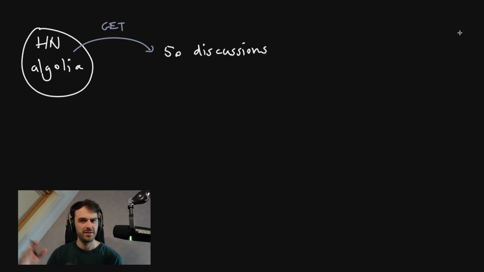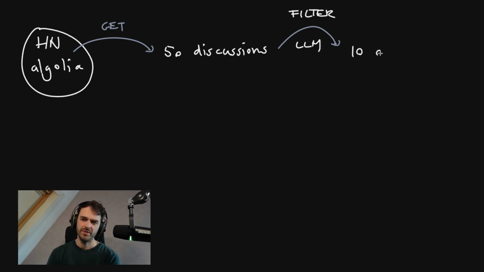So instead, I want to reduce that down a bit. And this is where the first LLM comes in. So this is the filter LLM. And the whole point here is to reduce this down to 10 discussions that seem the most interesting. I've been trying out a couple of vendors and a couple of prompts, so this is something that's definitely changing over time.